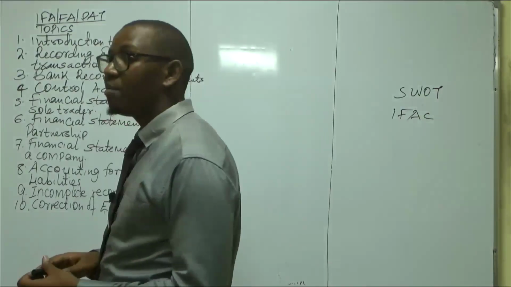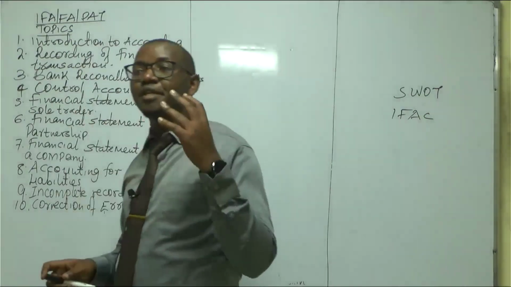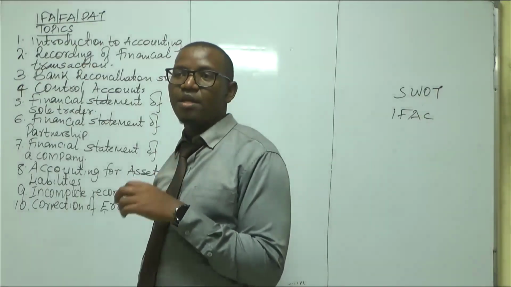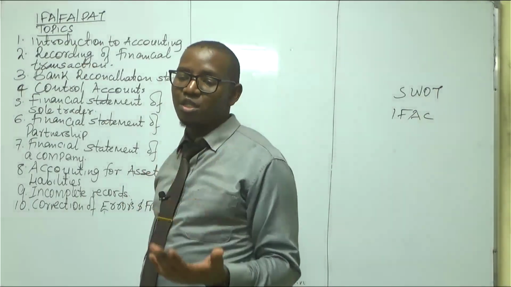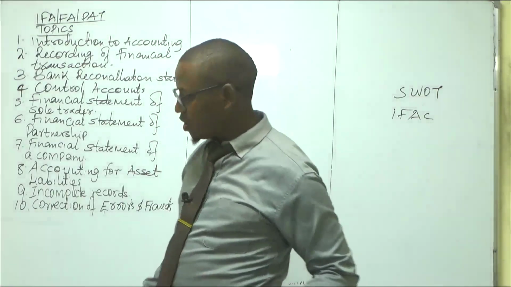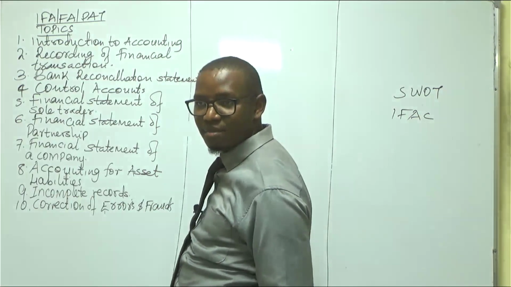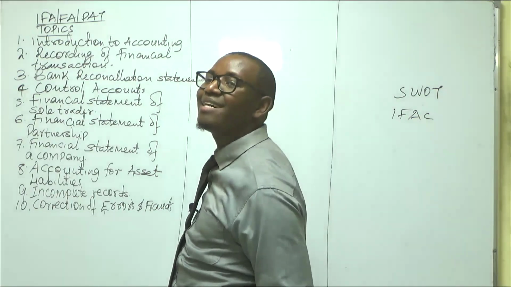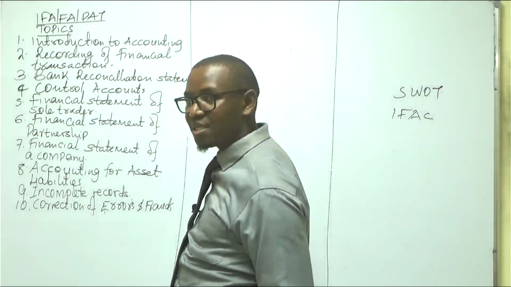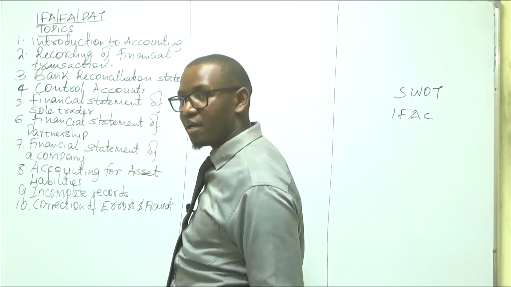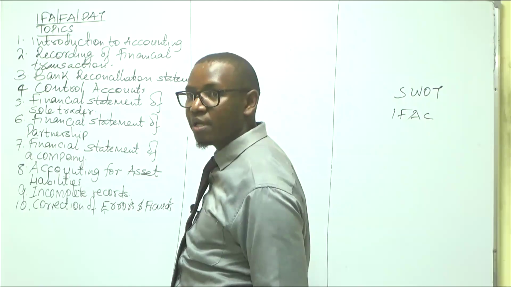Now, when we talk about an error, it is an unintentional mistake, that is, a mistake you make without intention. When we talk about a fraud, this is a deliberate act, basically an intentional mistake. Our concern will just be on the errors. How do we correct the errors?